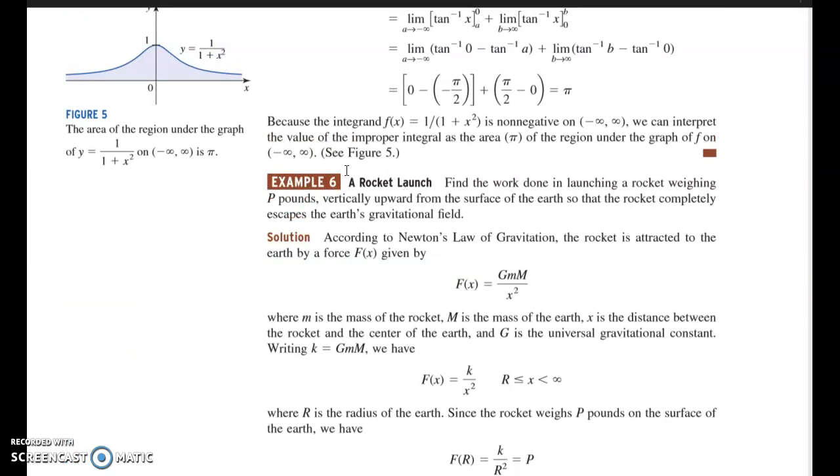Next example, a rocket launch. Find the work done in launching a rocket weighing p pounds, traveling vertically upward from the surface of Earth so that the rocket completely escapes the Earth's gravitational field.